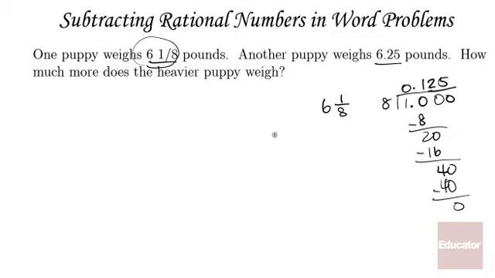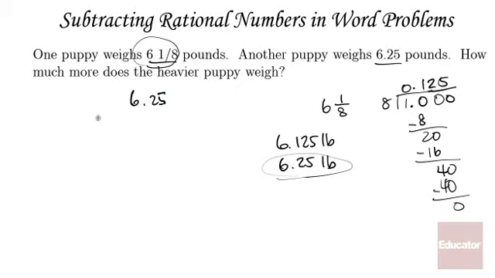So this first puppy weighs 6.125 pounds. The second puppy weighs 6.25 pounds. So I can see that the second puppy is the heavier. And how much heavier? Let's take 6.25 and subtract 6.125.